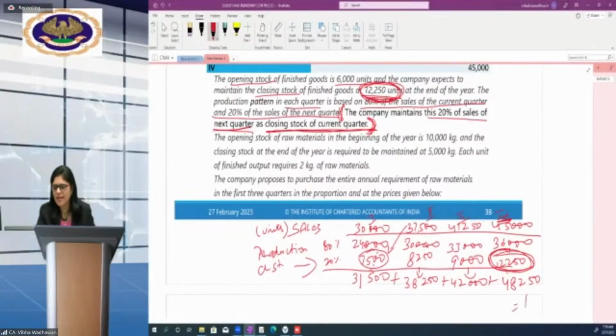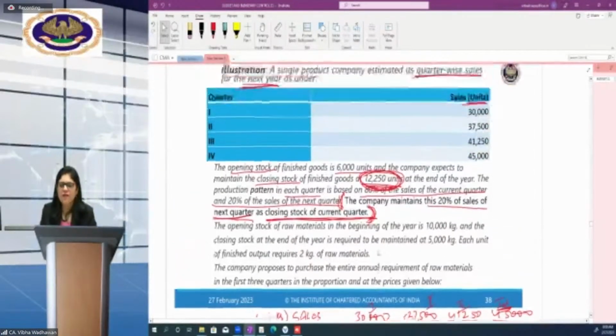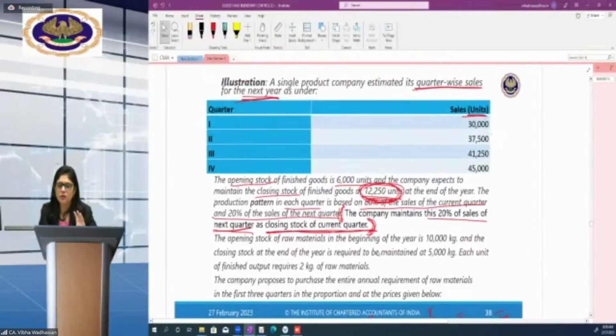Okay, it's 1,60,000. The total production units is 1,60,000. We have the quarter wise production, and we have the total production also. All right. Here we can have the total of the sales also: 30,000 plus 37,500 plus 41,250 plus 45,000, 153. So, what is the format of the total company wise, we can calculate.